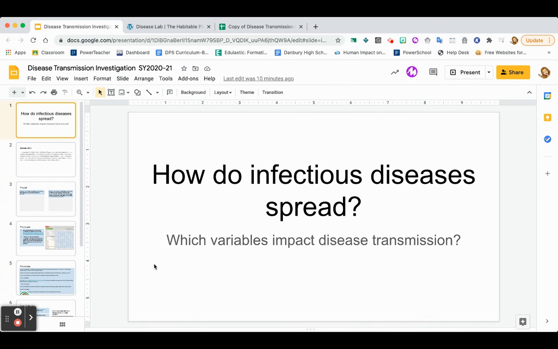This is a tutorial to help introduce the disease transmission investigation. Our objectives are to answer these two questions: how do infectious diseases spread, and which variables impact disease transmission? I'm going to walk you through part of the procedure and quantitative data collection.